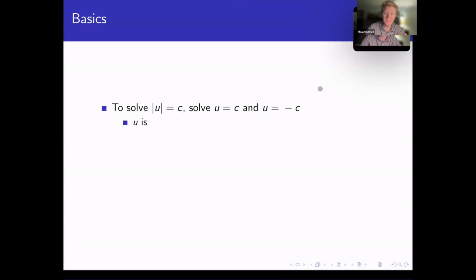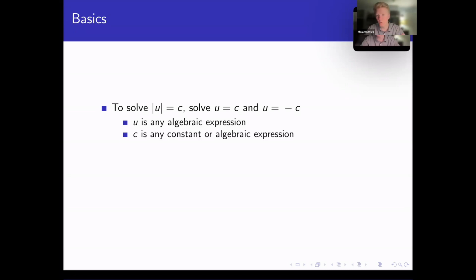So u is some expression. It's any algebraic expression, right? 5x plus 1, negative 3x plus 200, whatever it might be. And c can be either a constant or an algebraic expression. When I first mentioned it, I said this is a constant like 9 or 5, and you're going to solve an equation where it's then positive 5 and negative 5. But it works the exact same way, even if that c is another algebraic expression. It requires us to be a little careful, but otherwise it's not that different.